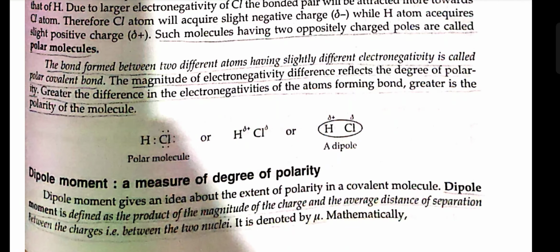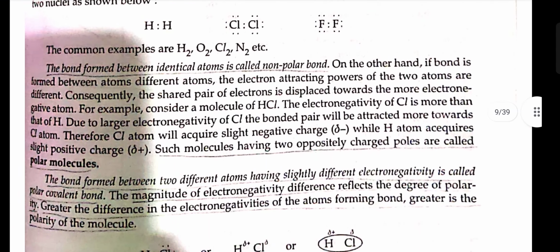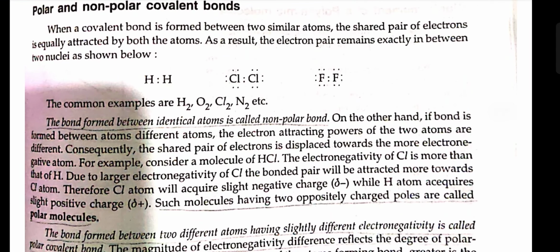It's polar, and as seen above, bonds formed between the same type of atoms, like H2, Cl2, and F2, have the same atoms and the same electronegativity. That's why they don't generate any slight charges over them. That's why they are called non-polar bonds.